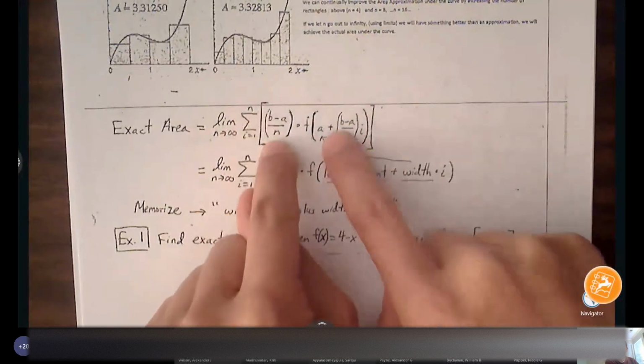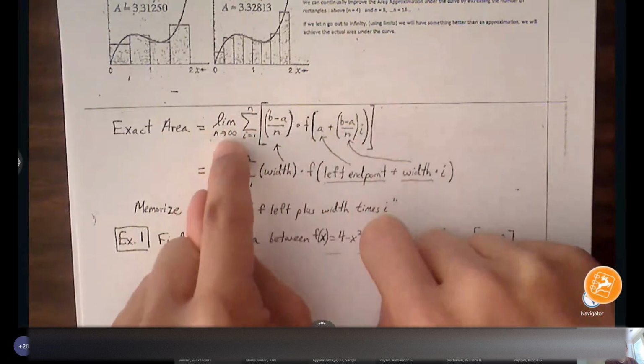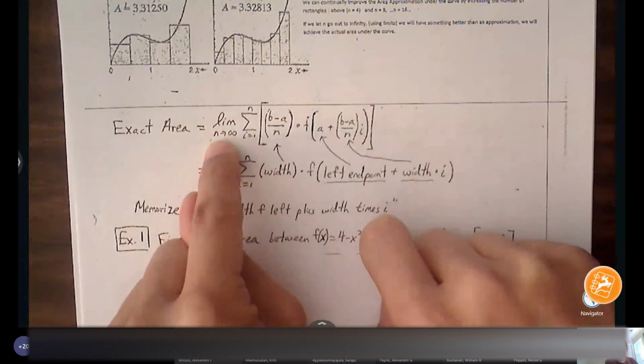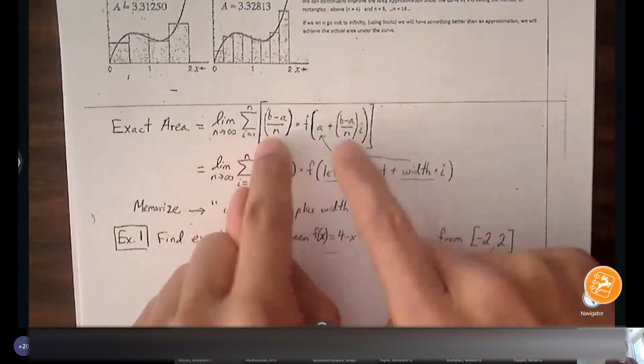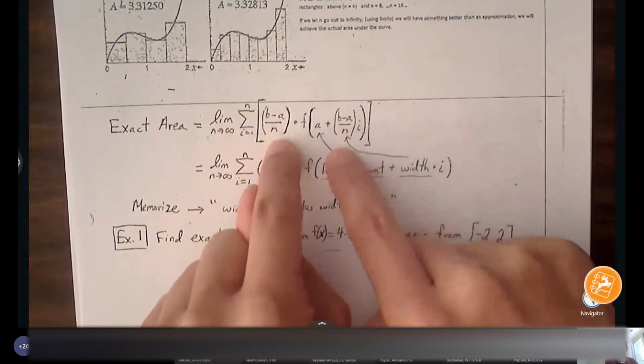But we're leaving all these as variables because after we get that set up, we're going to push that n out to infinity. So basically, we're going to be adding an infinite number of these width and height components that build the area of each individual rectangle. Okay.